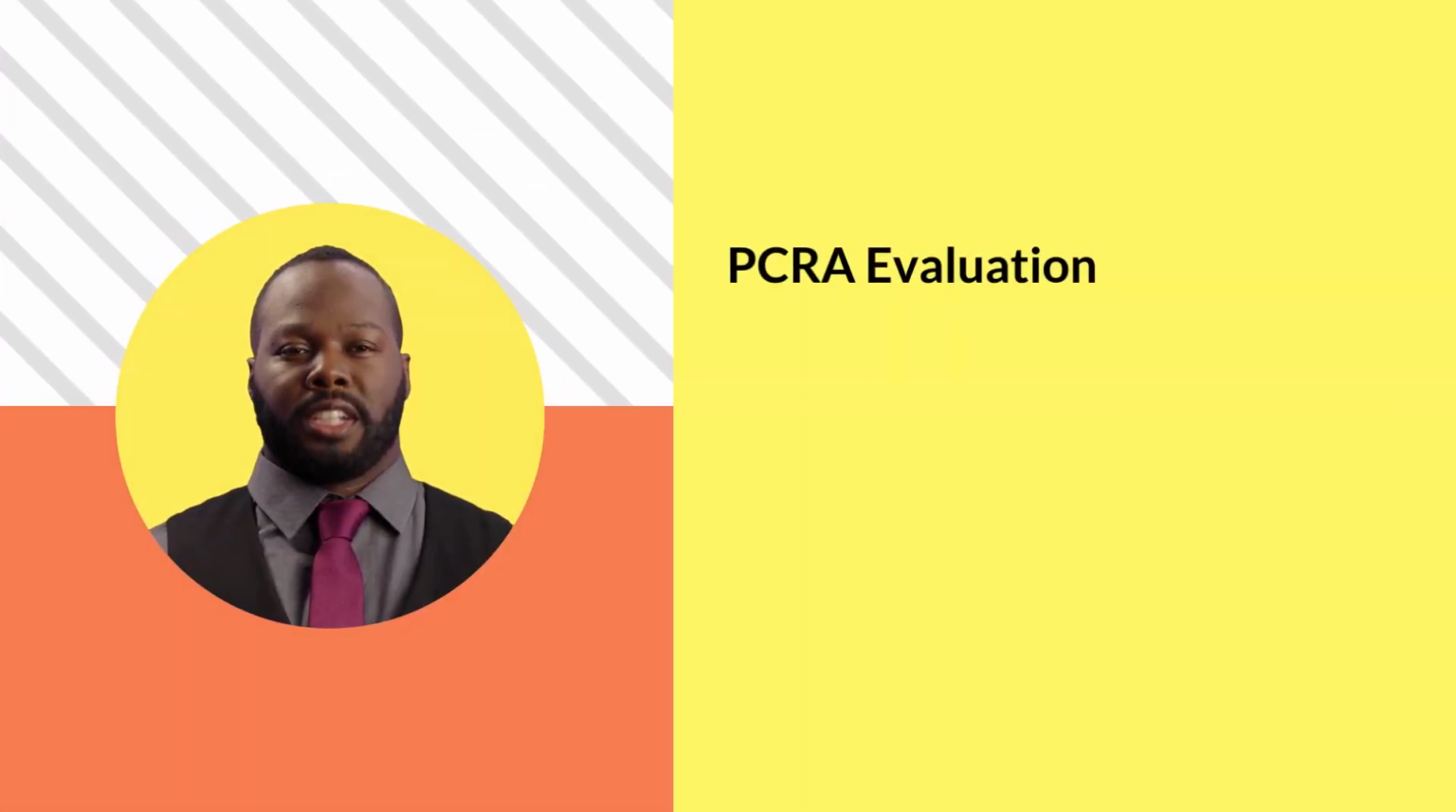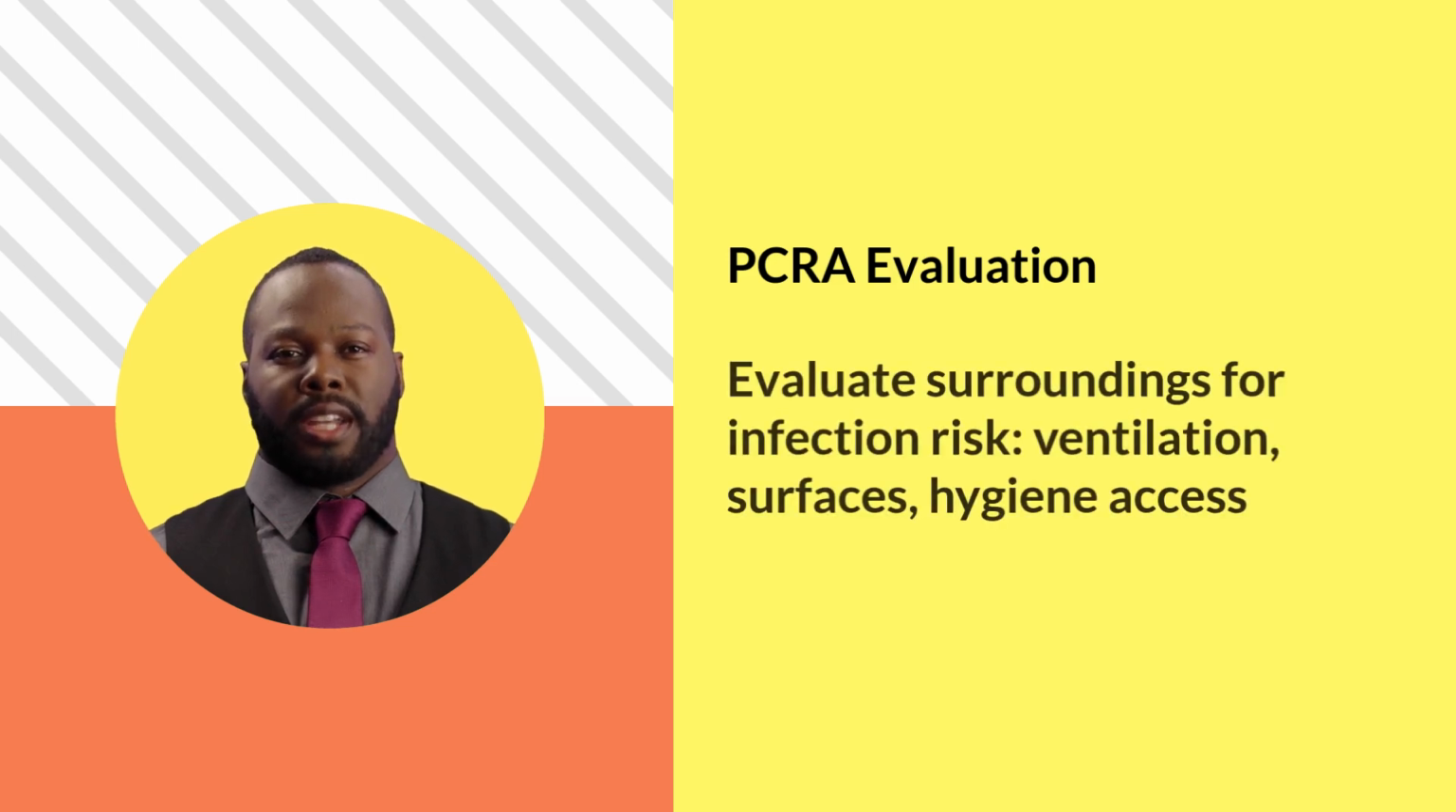A proper PCRA includes evaluating the patient's surroundings, as environmental factors contribute to infection transmission. Evaluate surroundings for infection risk, ventilation, surfaces, and hygiene access, especially in airborne precaution areas; surface contamination on high-touch areas like bed rails and door handles; availability and accessibility of hand hygiene stations; and proper handling of medical equipment and soiled linens.